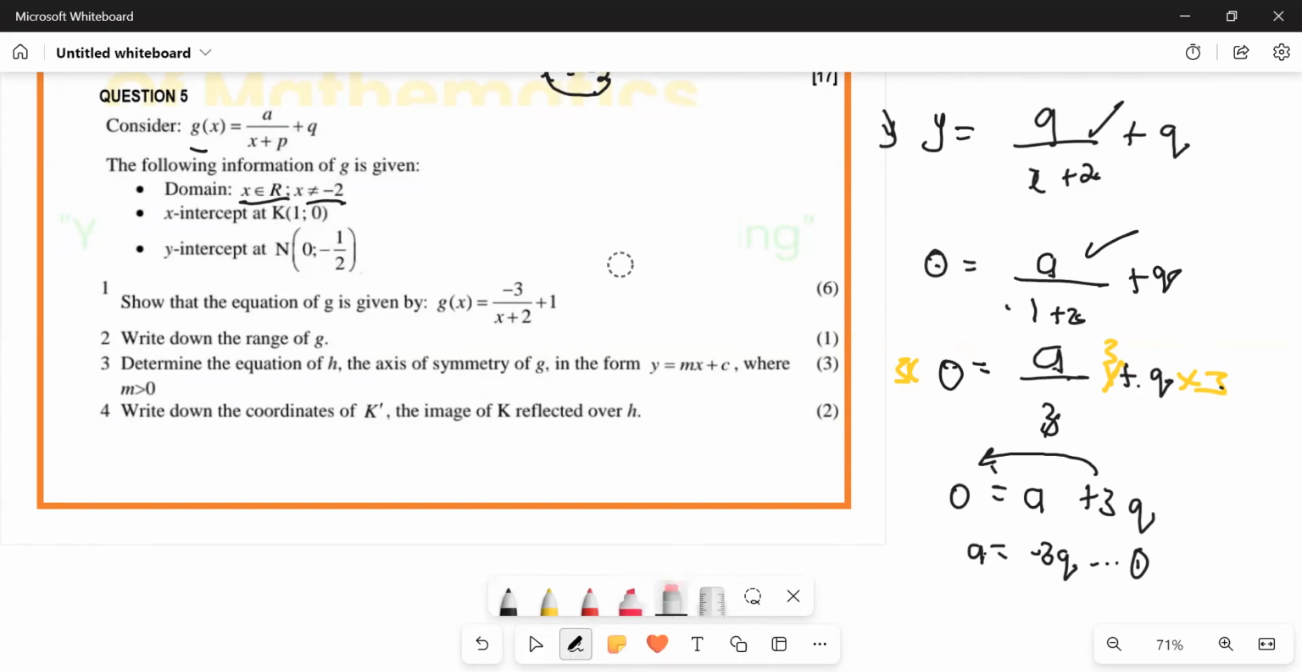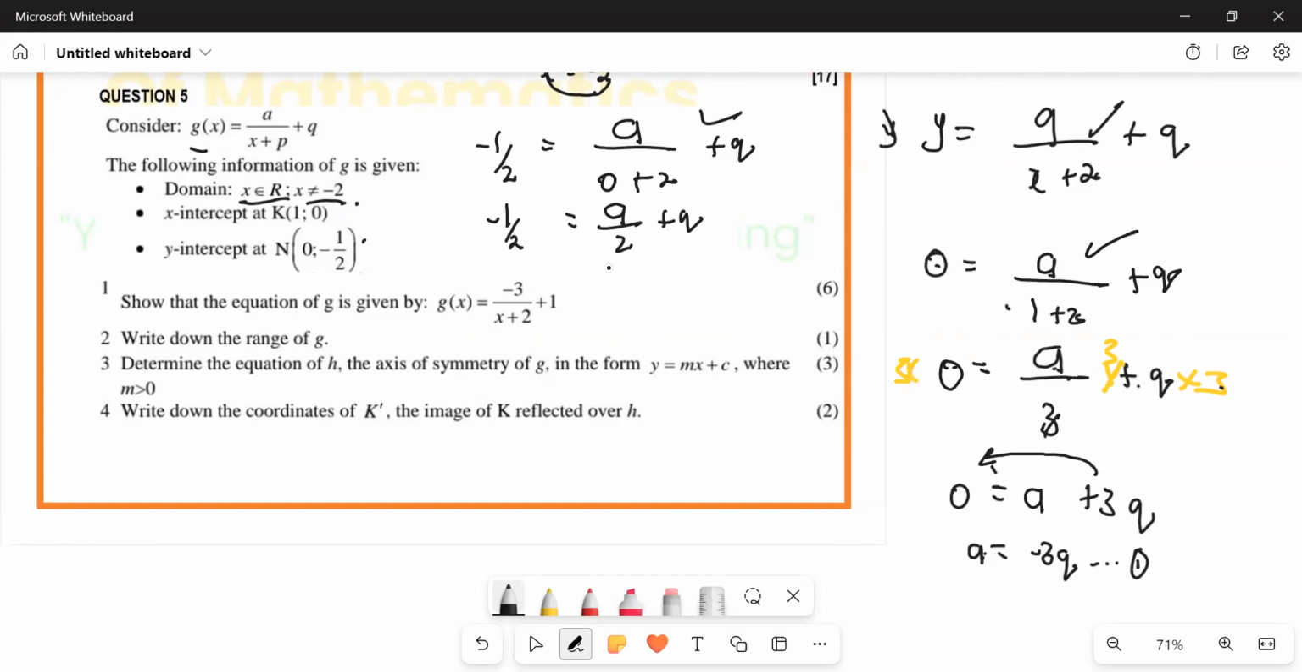Let's go again. Now we're going to use point n. If you use point n, you are going to have -1 all over 2, which is going to be given as a all over. Instead of x here, we're going to put 0 plus 2 plus q. And then we're going to have -1 all over 2. We give you another mark for substituting n. So a person, if they did something like this, they're substituting n. We are going to give them a mark for that. Then they have a all over 2 plus q.